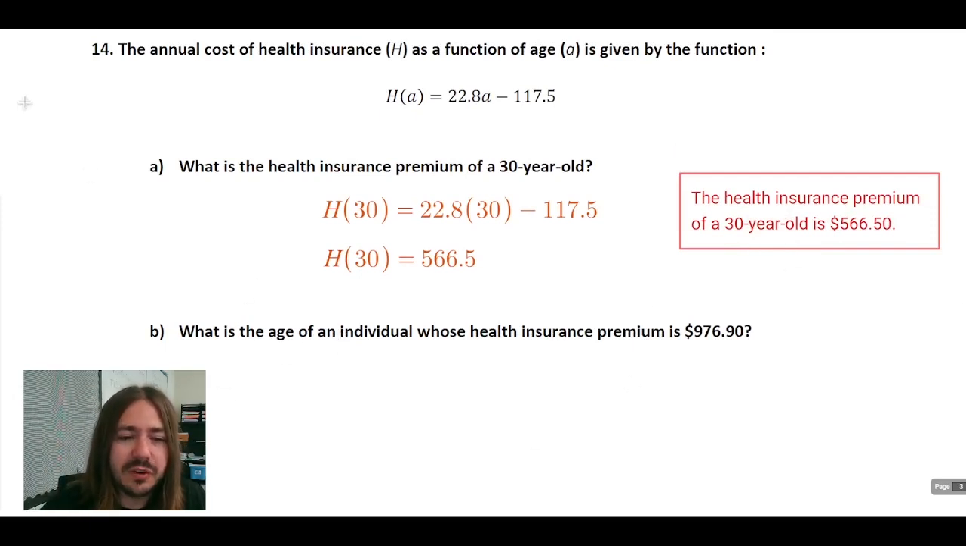So part B says, what is the age of an individual whose health insurance premium is $976.90? So this is a case where we'll set the H equal to that and solve for A.